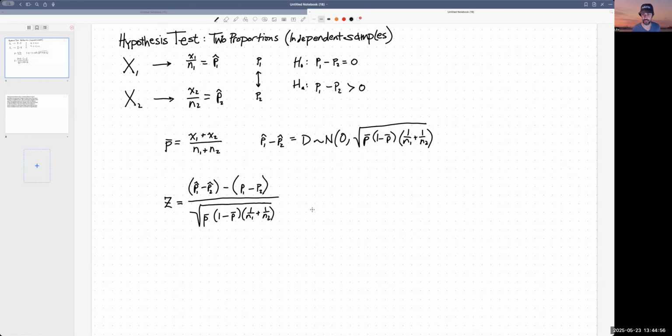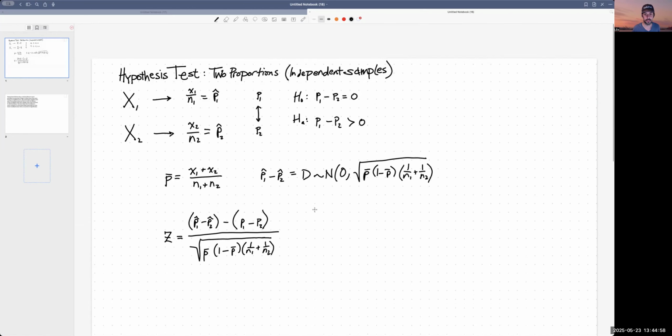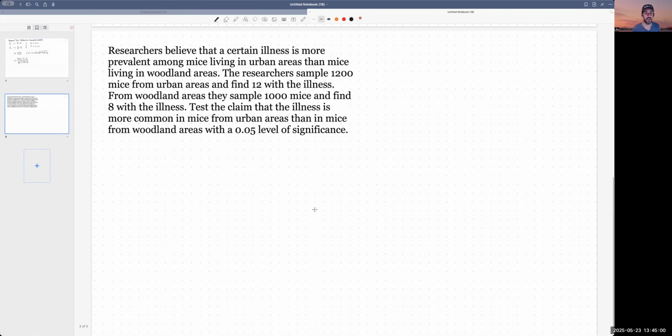All right, let's do an example. Researchers believe that a certain illness is more prevalent among mice living in urban areas than mice living in woodland areas. So there's our two populations. The researchers sample 1,200 mice from urban areas and find 12 with the illness. And from woodland areas, they sample 1,000 mice and find 8 with the illness. We want to test the claim that the illness is more common in mice from urban areas than in mice from woodland areas with a 0.05 level of significance.